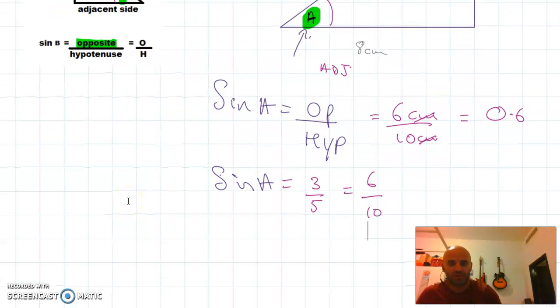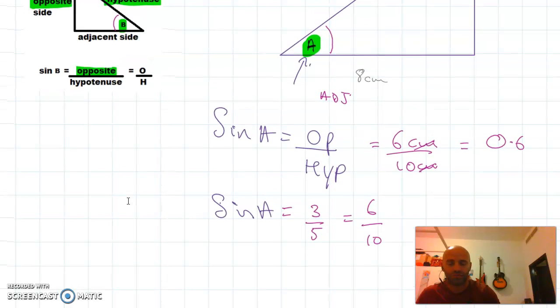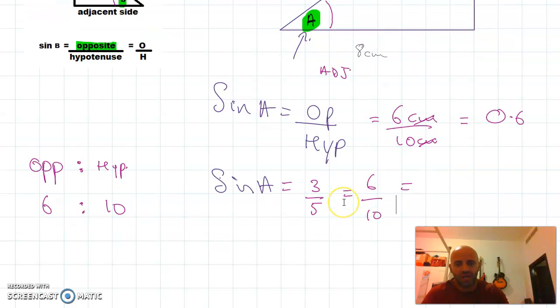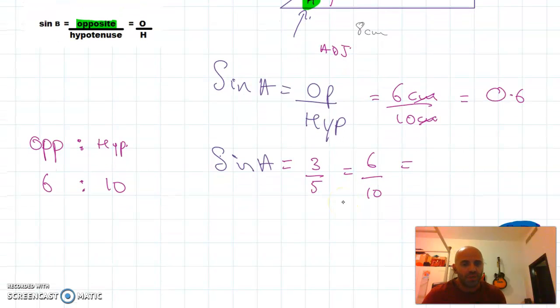It's a ratio from one side to the other side. We're getting a ratio between the side opposite to the hypotenuse of that triangle, and what we're saying is that that is 6 is to 10. Okay, so fabulous. Now you've calculated the sine, but you've not actually used the sine function on your calculator yet. You've just done a little bit of division, and you've got this thing to work out to be 0.6.